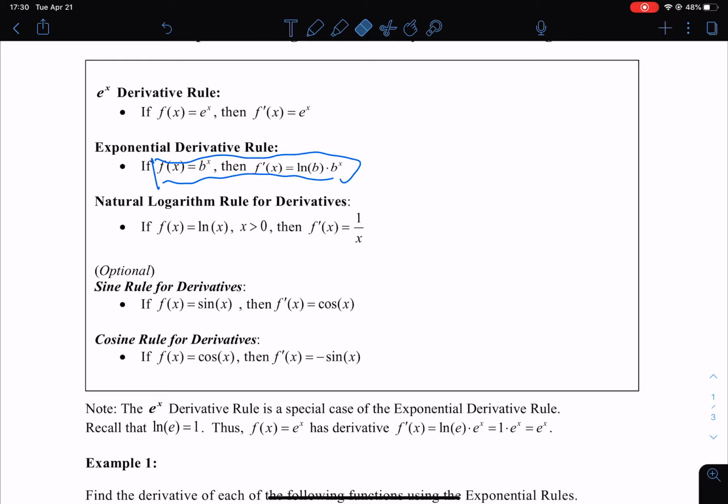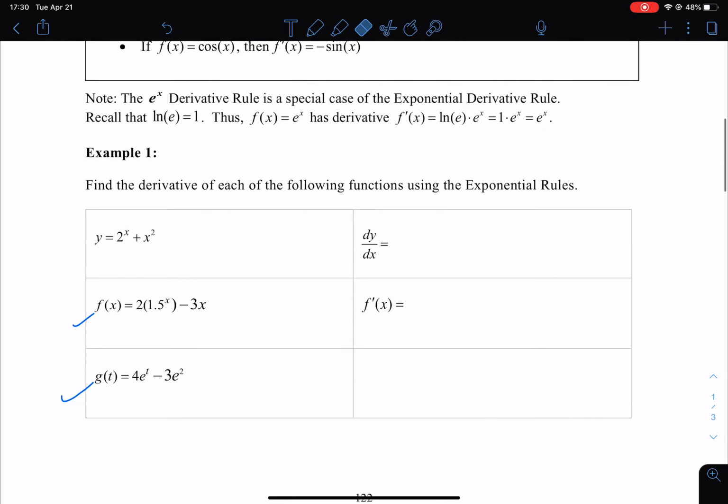And for the function cosine of x, the derivative is just the negative sine of x. And for this one, the first term, this is the first function minus the second function, so we have to take the derivative of the first one. 2 is a constant number, then the derivative is just 1.5 to the x power, then multiplied by natural log of 1.5. Then minus the derivative of 3x, which is just 3.